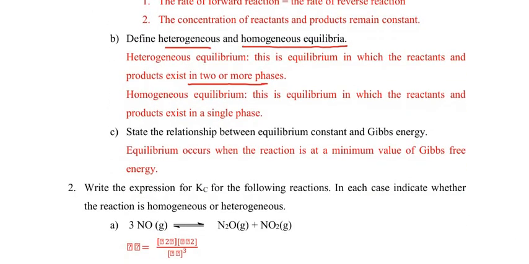Then here they're simply saying, state the relationship between the equilibrium constant and Gibbs energy. The relationship between Gibbs free energy and the equilibrium constant is given by the following formula. Gibbs free energy is simply the same thing as work done. That's what we call it here in chemistry, Gibbs free energy. So Gibbs free energy is equal to negative R, the gas constant, times the temperature, times ln of the equilibrium constant. This is basically the relation that they have.